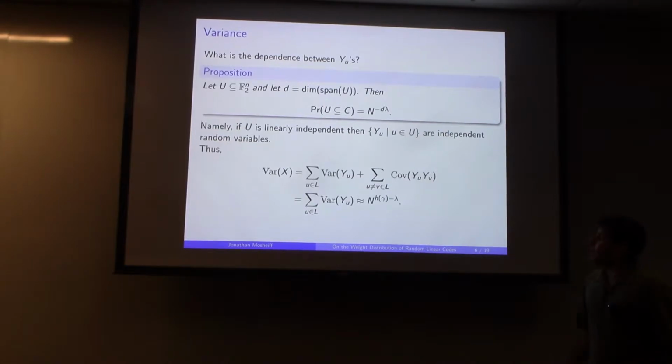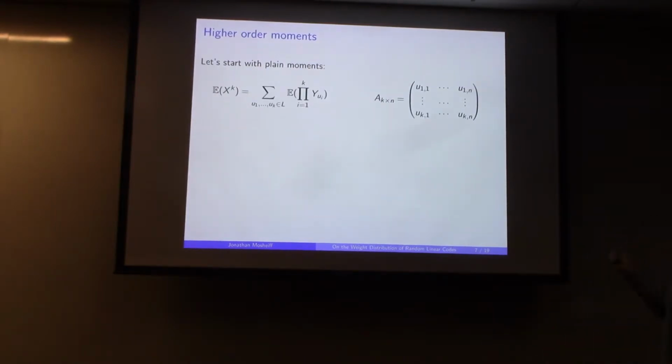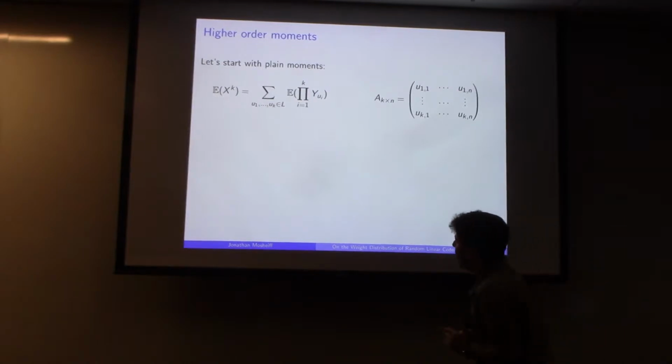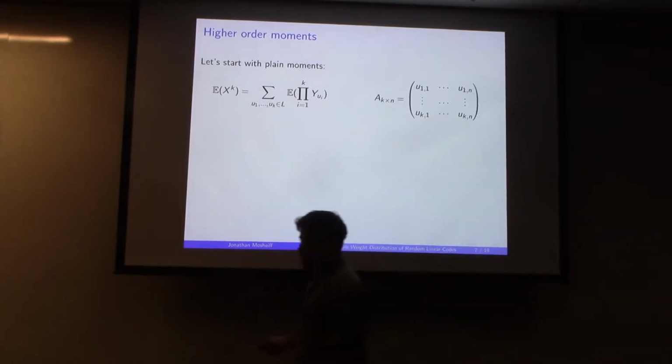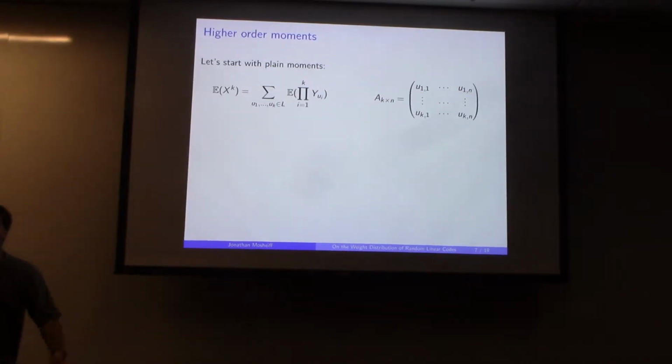Now let's see what we do when we want to compute a general kth moment of this variable. So let's start with plain moments. I said that we're going to compute centralized moments, but let's start with the plain moments for a minute. So what's a plain moment? The kth plain moment of x is just a sum over tuples of the product of these yui's. I'm summing over all k tuples of vectors, and I'm asking what's the probability that all of them together are contained in my code.